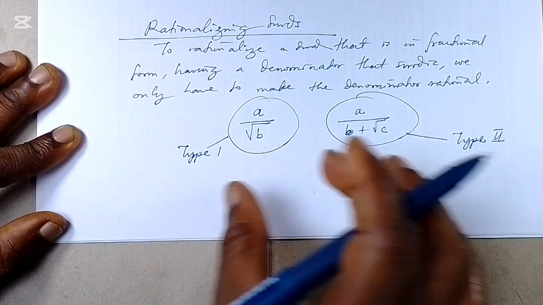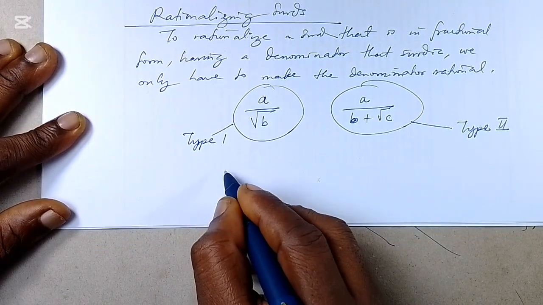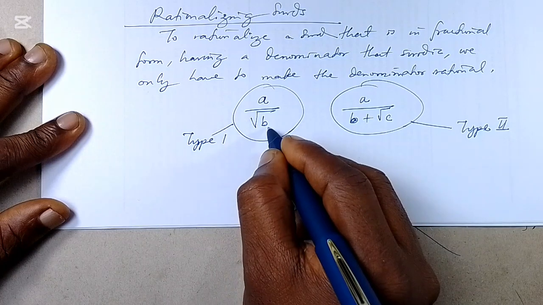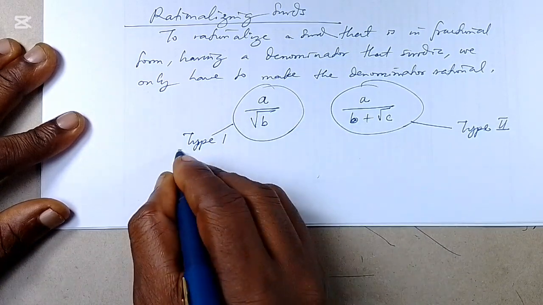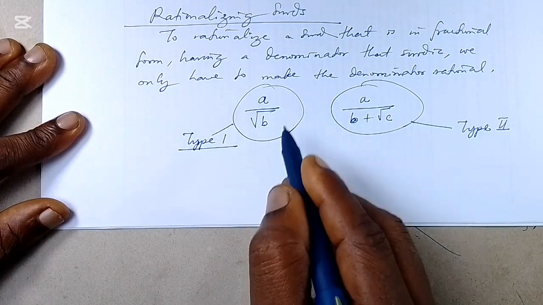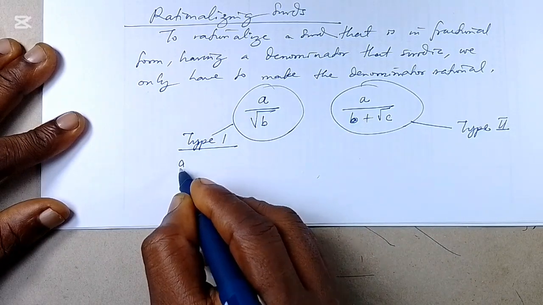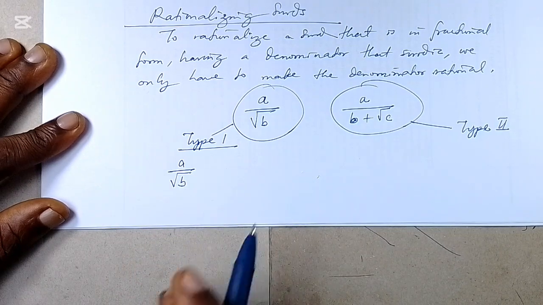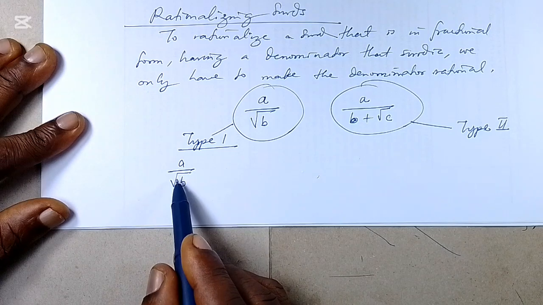I'm going to be showing you how to get this done. Now, to start with type 1, if you have a Surd that appears in this form, that is a over the root of b, a over a surdic denominator, all you have to do for type 1 is to multiply the numerator and denominator by the Surd in the denominator. So look at it this way. We have a over root b as a Surd that needs rationalization. Why does it need rationalization again? It is because the denominator is surdic.